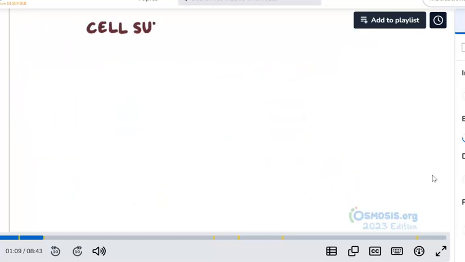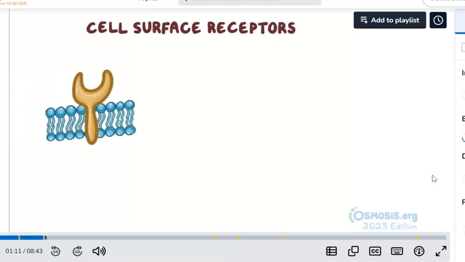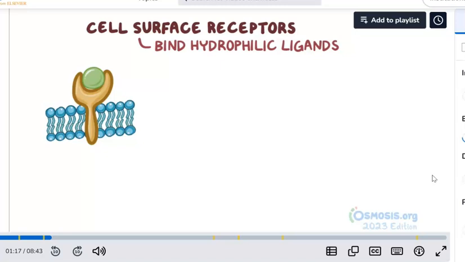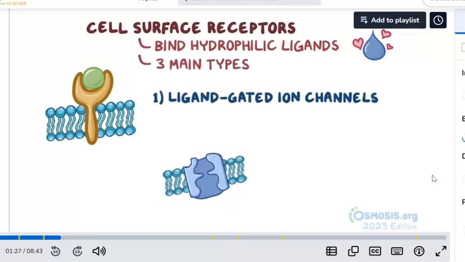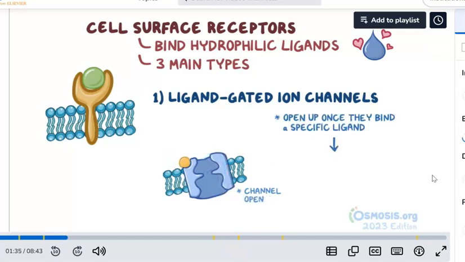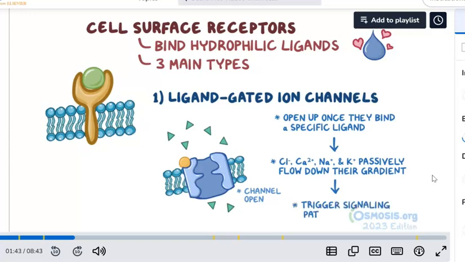On the cell membrane are cell surface receptors, which are embedded into the plasma membrane and bind to ligands too large or hydrophilic to pass through. Hydrophilic meaning water-loving. Based on their structure and properties, cell surface receptors fall into three main types. First are ligand-gated ion channels, which form channels or pores that are generally closed, but then open up once they bind a specific ligand. They allow ions like chloride, calcium, sodium, and potassium to passively flow into the cell, down their gradient, and trigger the signaling pathway.